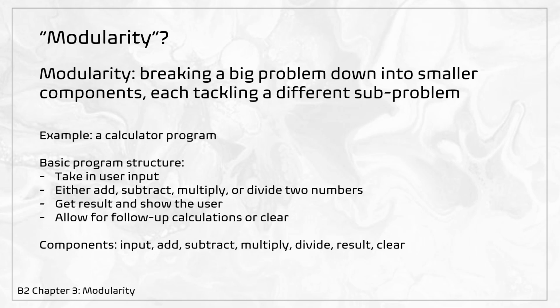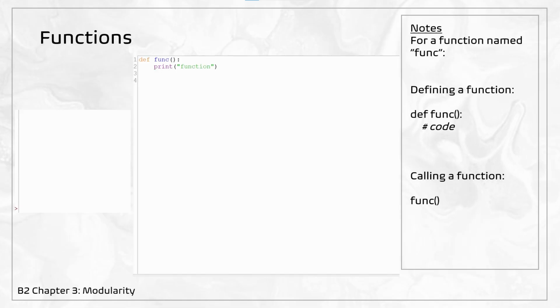For example, when making a calculator program, you can break the problem down into these 4 steps: taking user input, then doing an operation, then getting the result and showing the user, and then allowing for follow-up calculations. Each of these can then be considered separate problems until it's time to reassemble the final program. Modularity makes the code more reusable, easier to understand, and easier to trace an error when there's a problem with the code. Python implements modularity using functions.